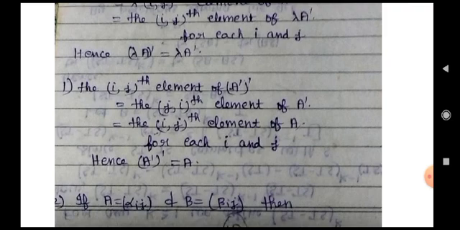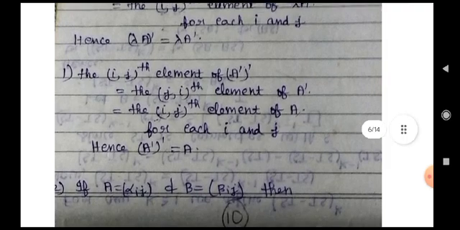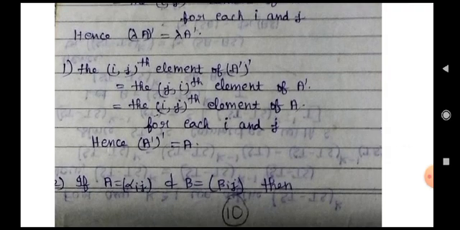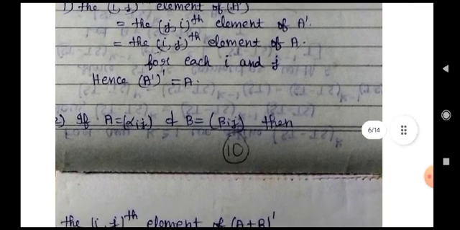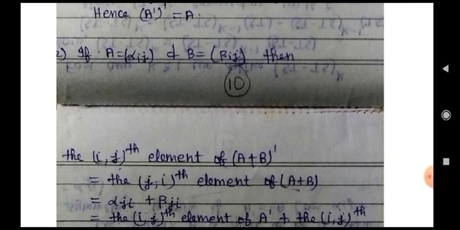Then the ijth element of (A dash) dash equals the jith element of A dash, which is equal to the ijth element of A for each i and j. Hence, (A dash) dash equals A. If A equals (alpha ij) and B equals (beta ij), then we go for the third one.